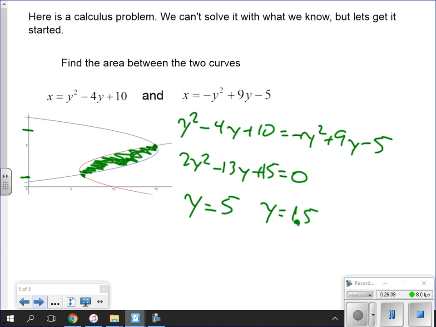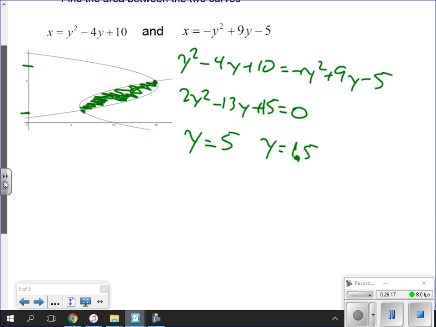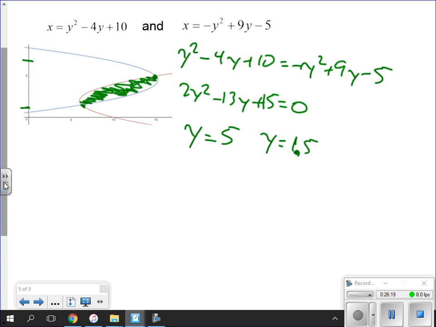So I found my y's. I need to find my x's as well, although technically to solve this problem you only need the y's. If you're doing calculus, the y's are what you need. To find the x's, what do you do? You plug 5 and 1.5 into either equation. I did the one on top because it starts with a positive y squared. It's a little easier. Doesn't really matter. When y is 5, x is 15. When y is 1.5, x is 6.25. Sorry, 6.25.